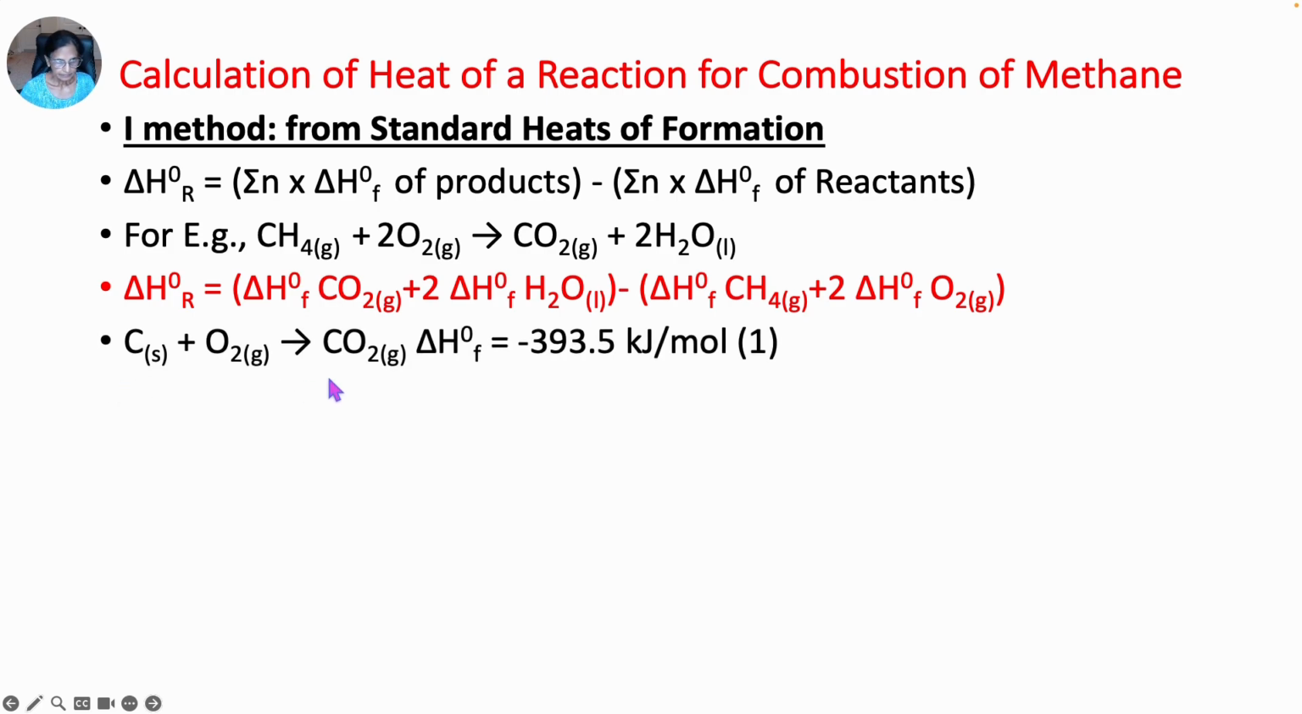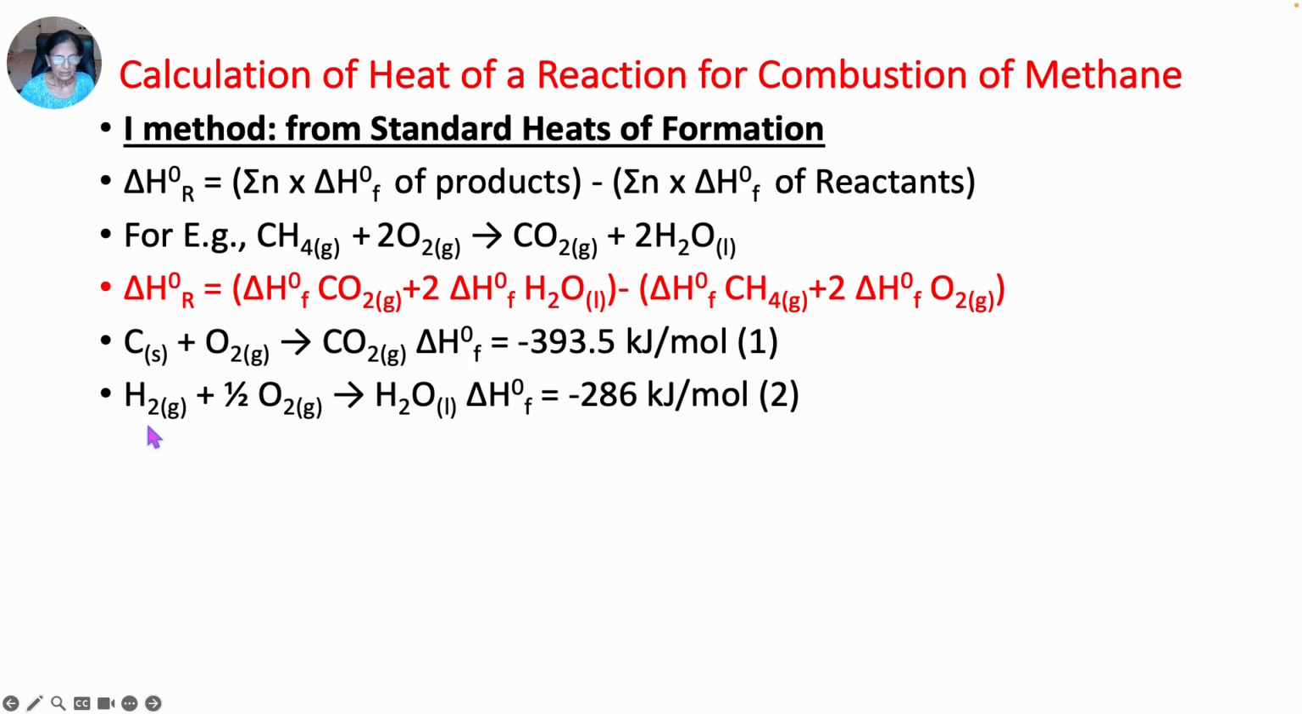Now let's see the heats of formation. Carbon solid plus oxygen gas giving carbon dioxide gas, delta H0 formation is minus 393.5 kilojoules per mole. Let's call this equation 1. Now let's see the heat of formation of H2O liquid. H2 gas plus half oxygen gas giving H2O liquid, delta H0 formation is equal to minus 286 kilojoules per mole. Let's call this equation 2.